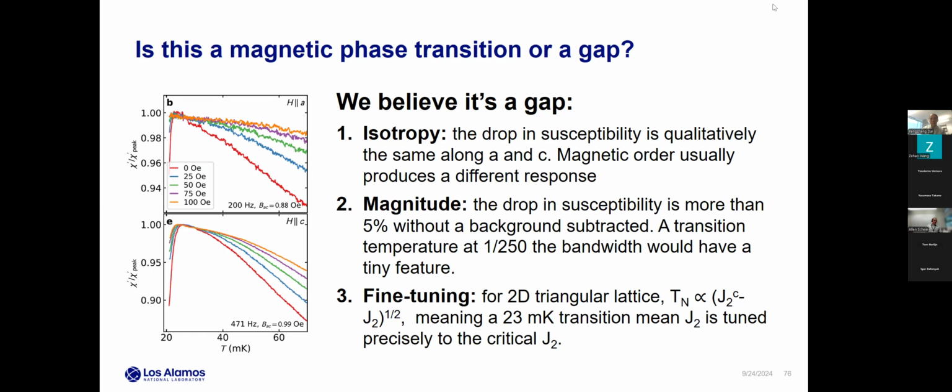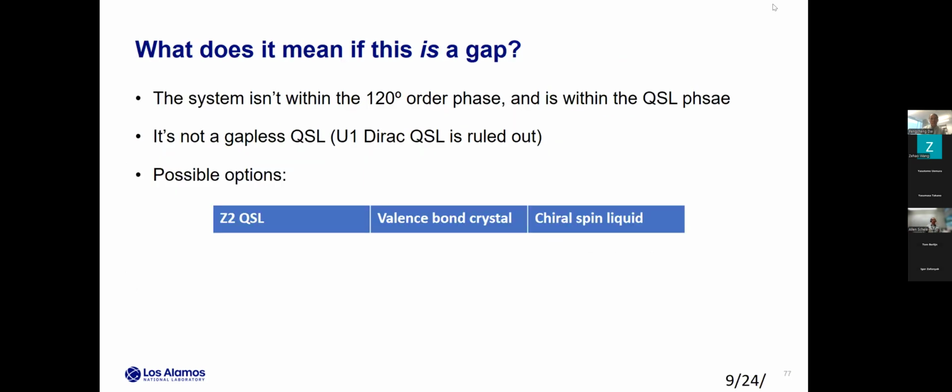And so to me, it's much easier to believe that this compound is lying within some extended phase than it's fine-tuned to a really precise value. And so for that reason, it's easier to believe that this is a gap. Next slide, please.